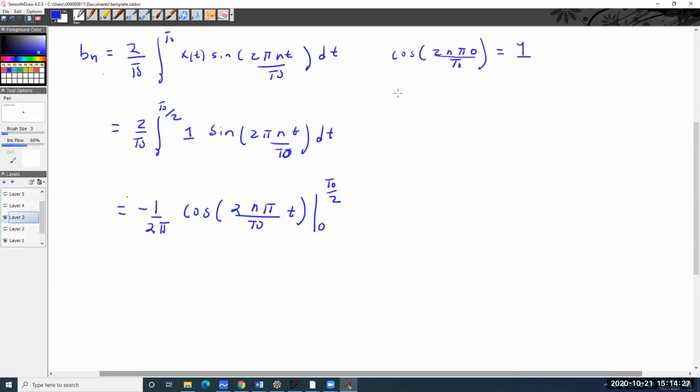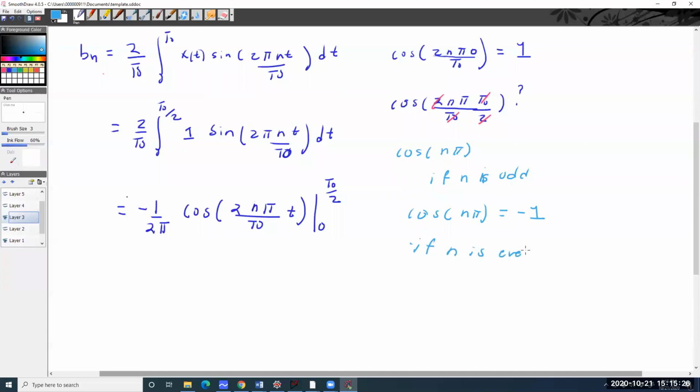one, right? Now, what about cosine 2n pi T naught divided by 2 T naught? Well, we're left with this. Well, if n is odd, right, we get minus one. If n is even, we get plus one.